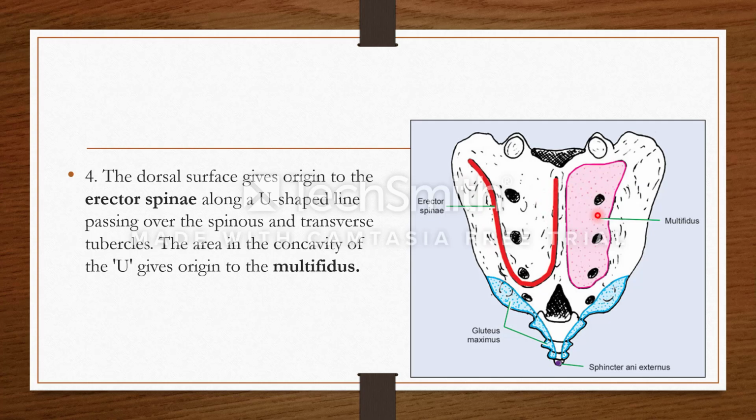The area which is inside the concavity of this U gives origin to the multifidus muscle. Here also you can see that there will be the multifidus muscle, and around this multifidus muscle there will be erector spinae muscle. This multifidus muscle is overlapping the dorsal sacral foramina, and the dorsal rami of the sacral spinal nerves will penetrate this multifidus muscle.